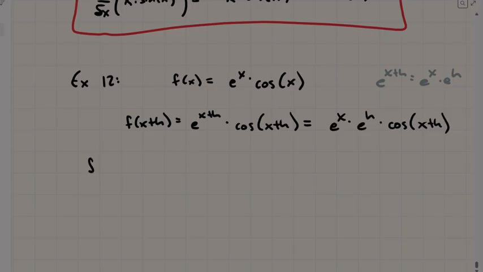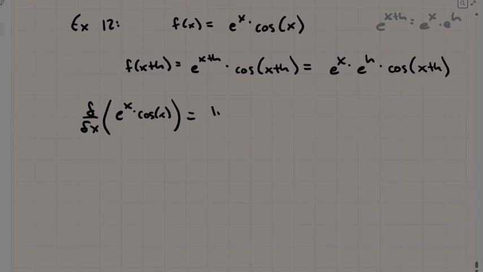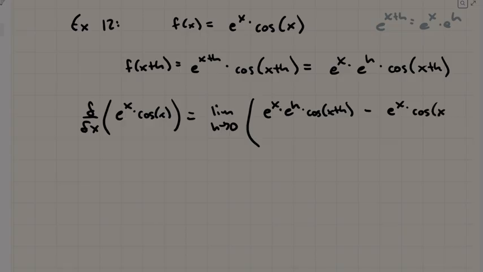All right, so now we can define the derivative of e to the x times cosine of x using the limit as h approaches 0 of f of x plus h, so e to the x, e to the h, cosine x plus h, minus f of x, e to the x times cosine x, divided by h.